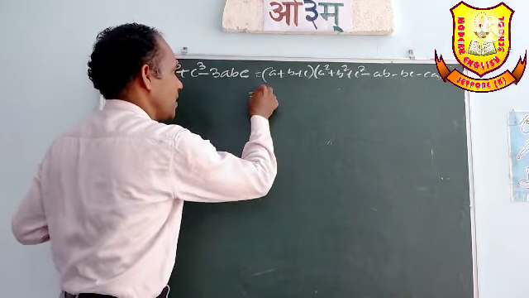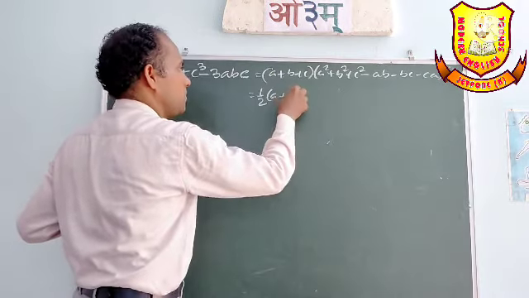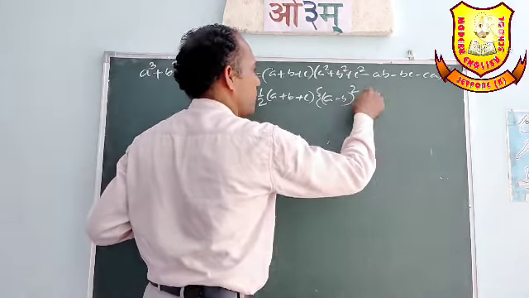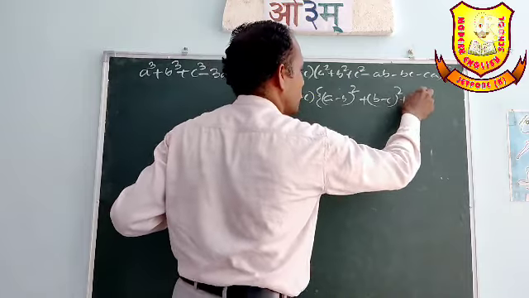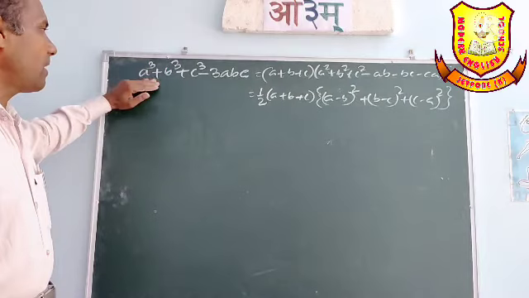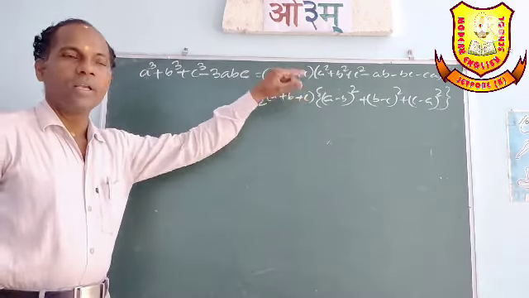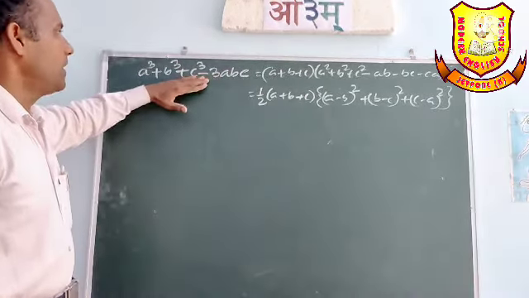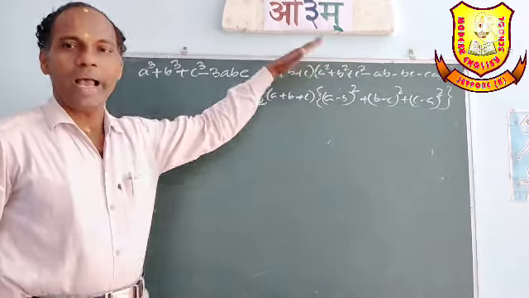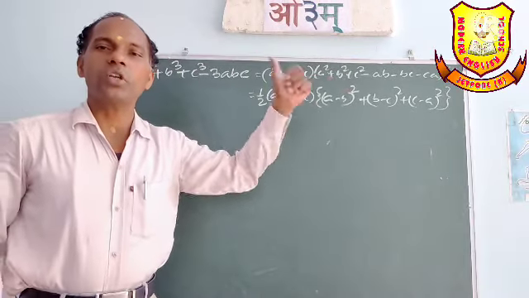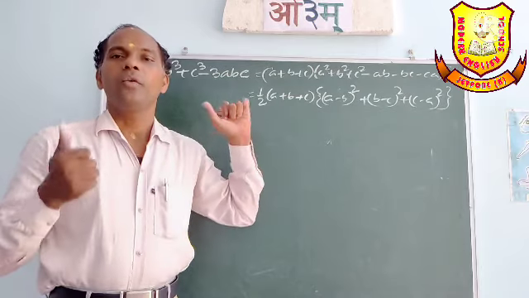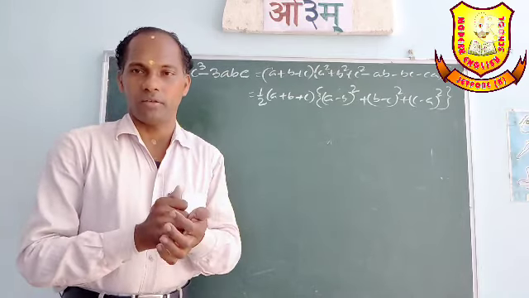And another one also: half whole into (a plus b plus c) whole into ((a minus b) whole squared plus (b minus c) whole squared plus (c minus a) whole squared). This is the formula. So we have to prove that a cubed plus b cubed plus c cubed minus 3abc is equal to this one and also this one. This is the justification, which is given in your exercise. We have to justify that.